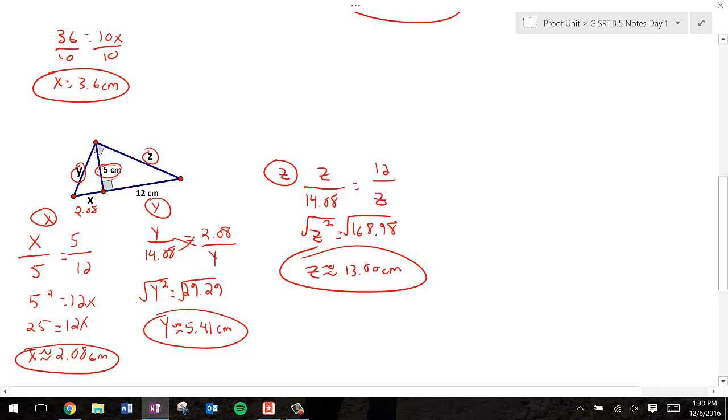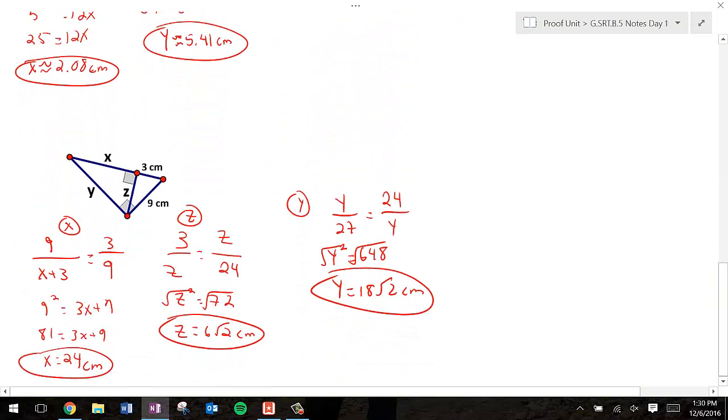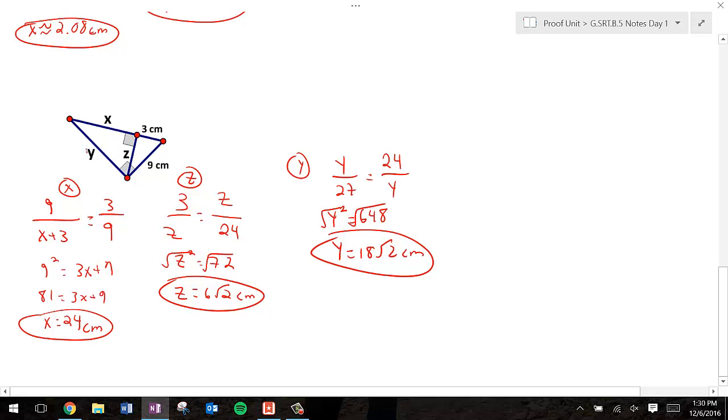To find z, I would use my hypotenuse of my right triangle over my hypotenuse of my whole triangle, so z over 14.08, and then I would use my long leg 12 over my long leg z and solve out and get approximately 13 there as my final answer. In our fourth one, the picture's moved, but it's still the same process. We're still looking for y, for z, and we're going to use this side 9 on that outside part. So I'm going to start there and go my hypotenuse of 9 over my hypotenuse x plus 3, this whole quantity, segment addition. And then I've got my short leg 3 over my short leg 9. Cross multiply, and you end up with x equals 24 centimeters.